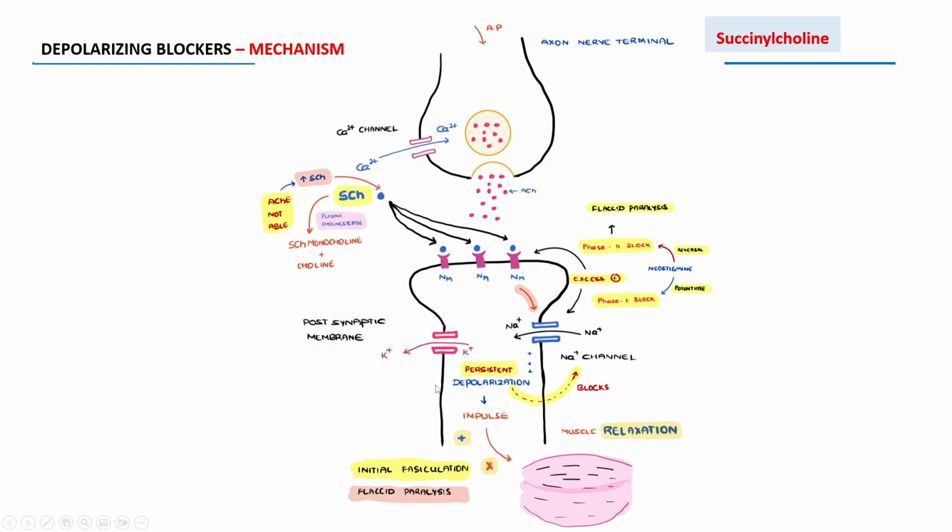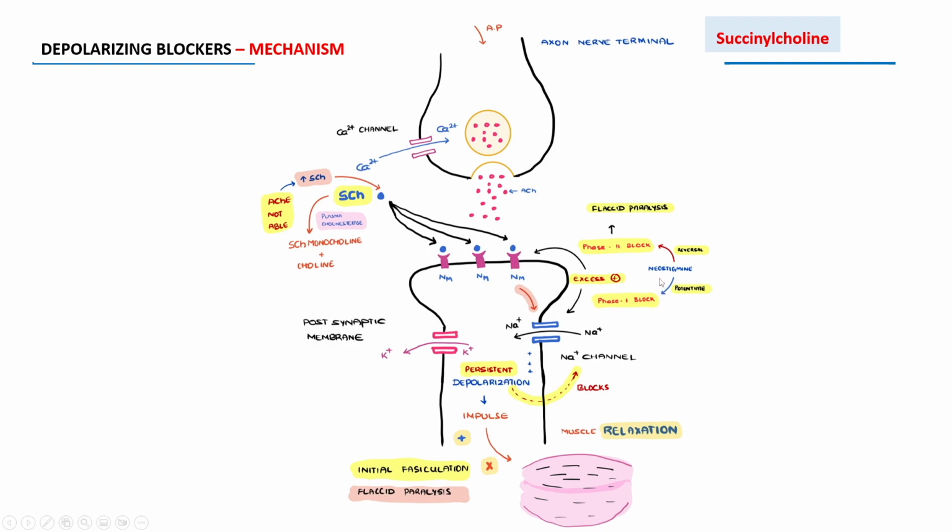Phase 1 block is due to the persistent depolarization of the postsynaptic membrane, and the phase 2 block is mainly due to the blockade of the NM receptor due to receptor desensitization or receptor downregulation. Here are two things you need to understand: whenever you give neostigmine, which is an anticholinesterase, it is going to increase the acetylcholine levels. The acetylcholine levels will augment, enhance and potentiate the phase 1 block.